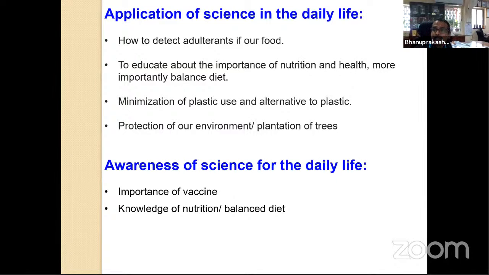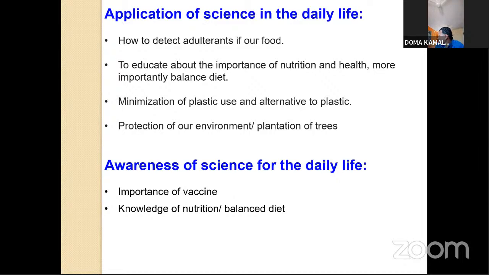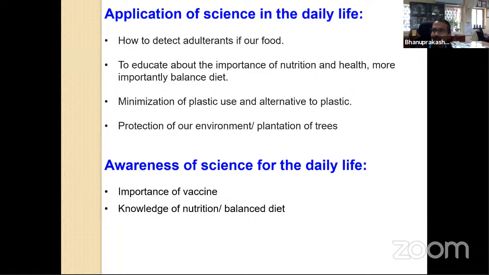What I'm trying to say is, the immediate use of science is this. Can we detect what is happening with our food? And can they teach their parents? Can they teach their neighbors? Can they teach their community people? And they can also educate about the importance of nutrition and health. I have some slides to tell you that. More importantly, what is the importance of a balanced diet? These days, diet has become one of the determinants for many diseases, particularly the chronic diseases, whether it's diabetes, cancer, etc.